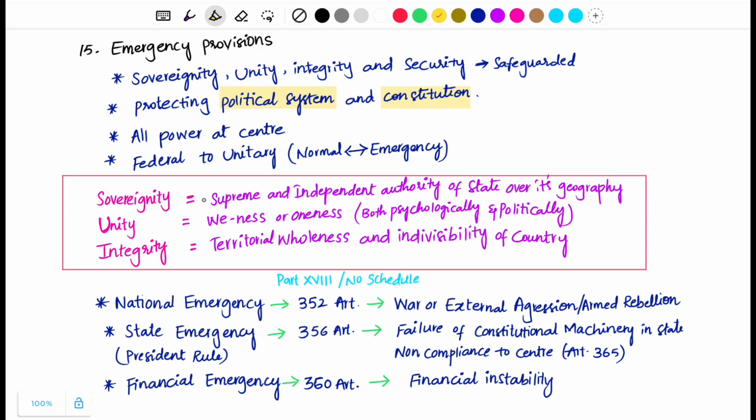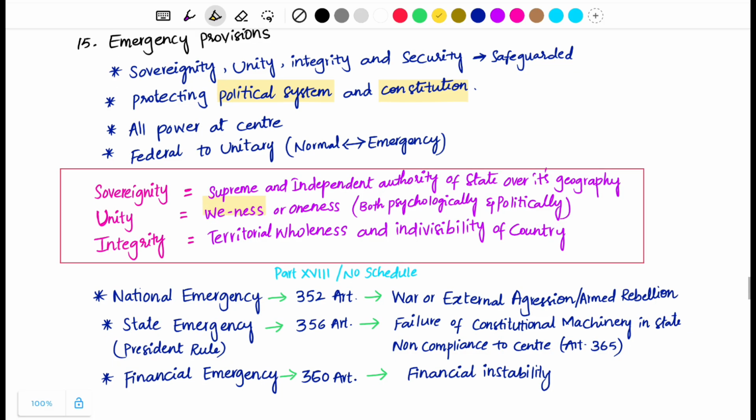Unity. Unity is oneness. It is an emotional or psychological term. There is oneness among the individuals in the country, psychologically and politically. Integrity. What does integrity mean? It looks similar to unity, but whereas unity is the emotional thing, integrity is a territorial or geographical thing. Integrity refers to the geographical wholeness. The country is a single geographical entity, a whole in respect to geography. The Indian territory is indivisible or indestructible.